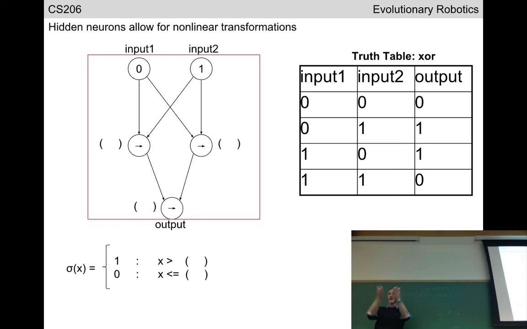So minus 1 plus 1 is 0. And we want to make sure that the final output in this fourth case is 0. So we're going to just set the threshold a little bit above 0. 0.4 will be fine in that case.